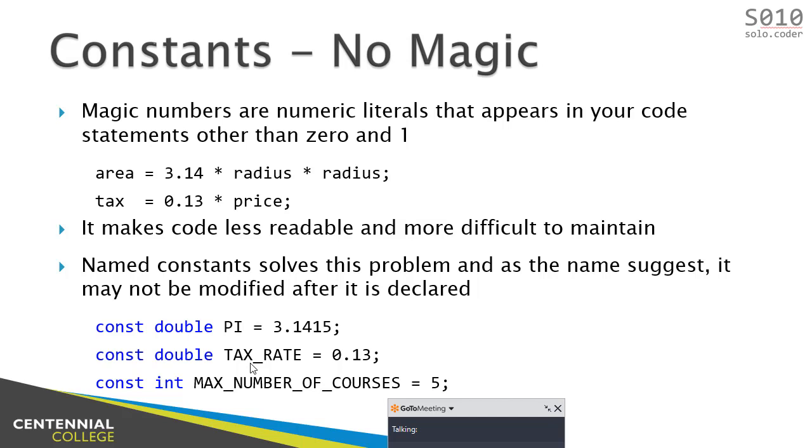A few notes about constants. The naming convention of constants is all caps, separating the words by an underscore. Like tax rate: TAX, underscore, RATE, all capital, okay? Technically speaking you could put it together, but from a convention standpoint we separate the words to make it easy to read.